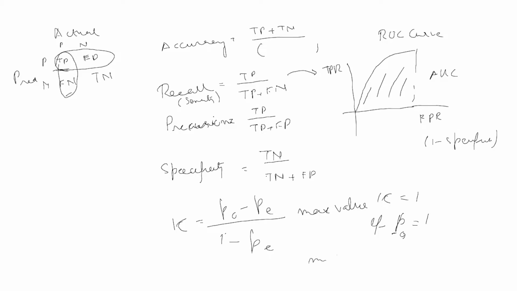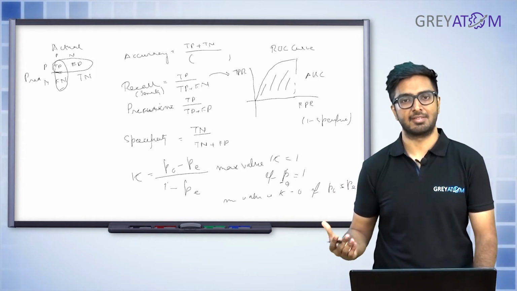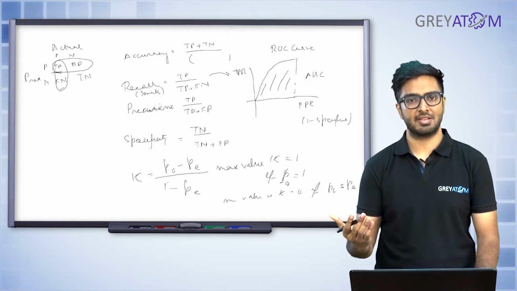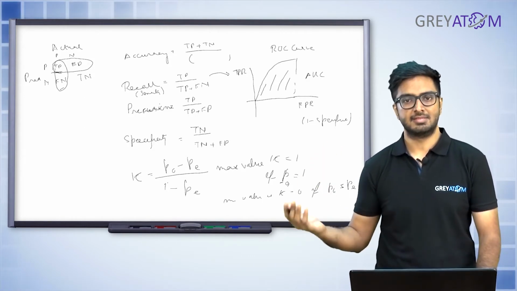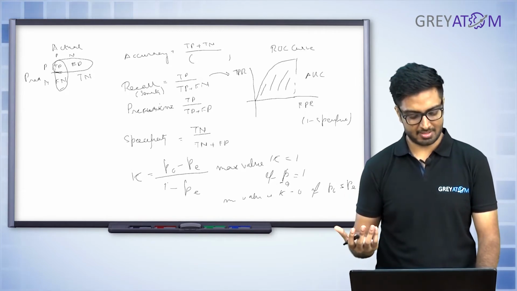And the minimum value is kappa equals 0 if PO equals PE, right? I'm not sure if you're following that. PO equals PE, which basically means your model is basically as good as an expected model, right? Expected accuracy. The model is basically not learning anything. Given a random chance of it being classified, the probability that you get is the same as what you have from your model, and that's why your model is not performing well.